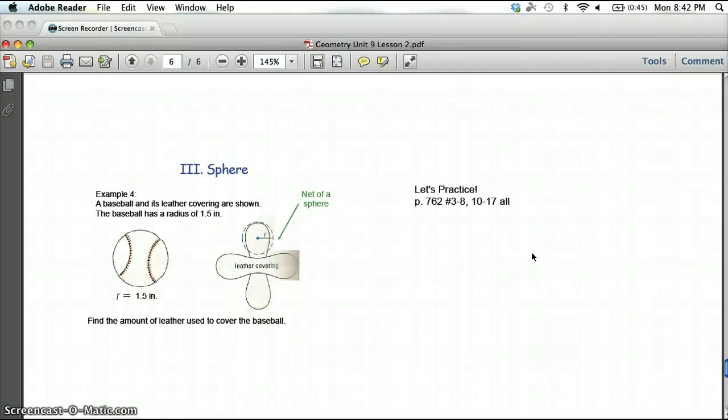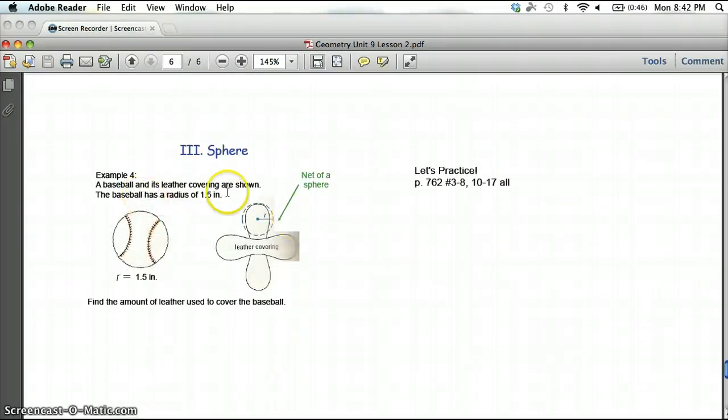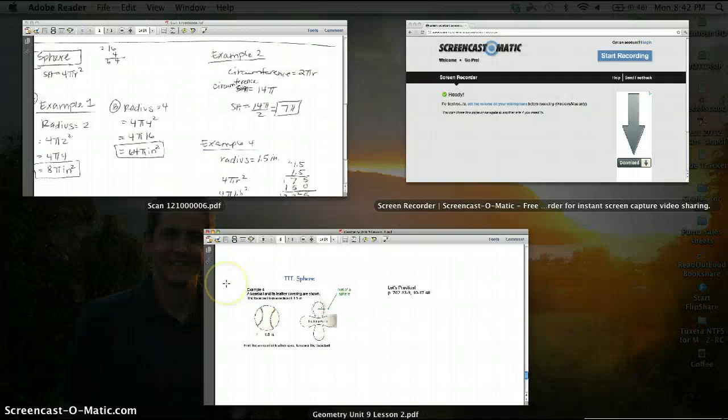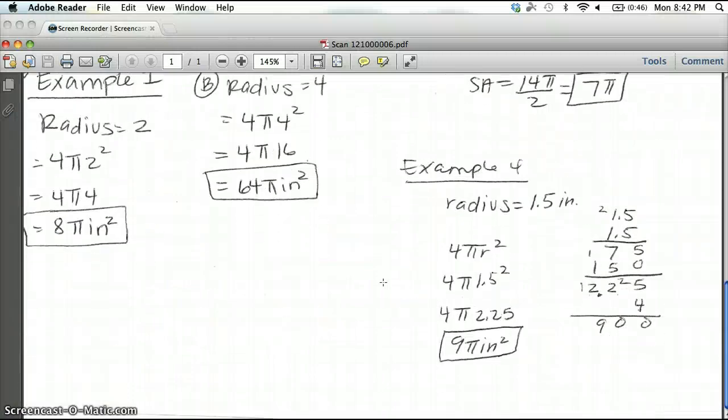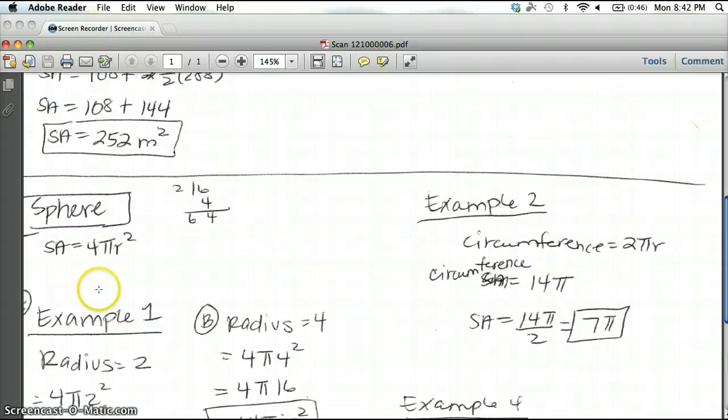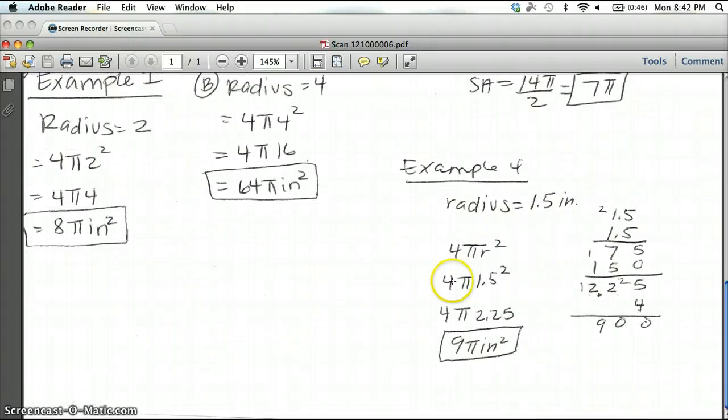And last, example 4. It says a baseball and its leather covering are shown. The baseball has a radius of 1.5 inches. So our surface area is 4 pi radius squared. So I have 4 pi r squared. My radius is 1.5, so 1.5 squared, 1.5 times 1.5 is 2.25, so 2.25 times 4 is 9, so the surface area is 9 pi inches squared.